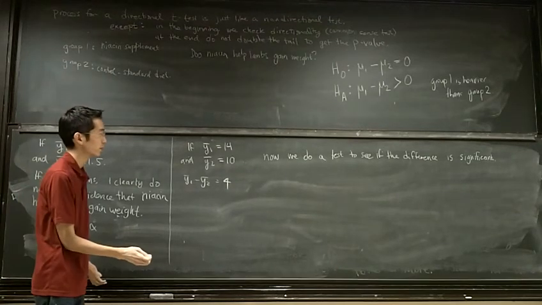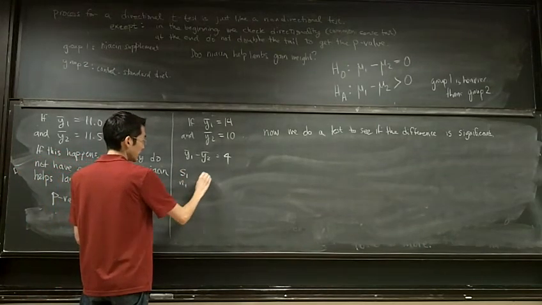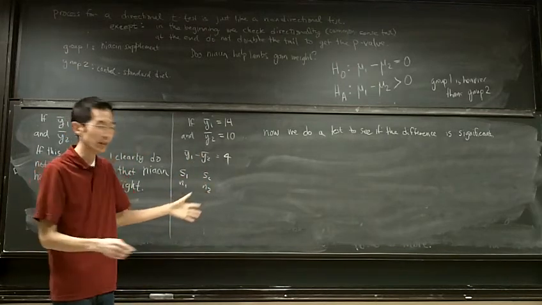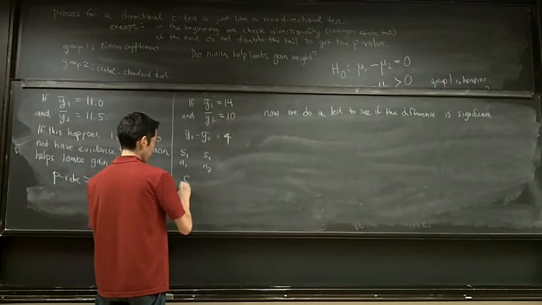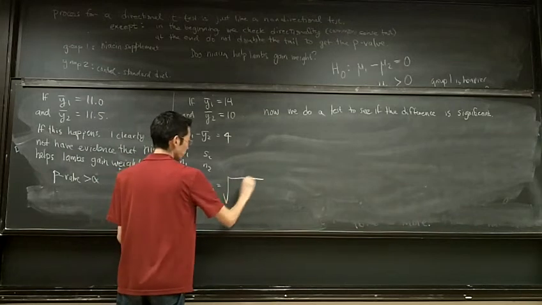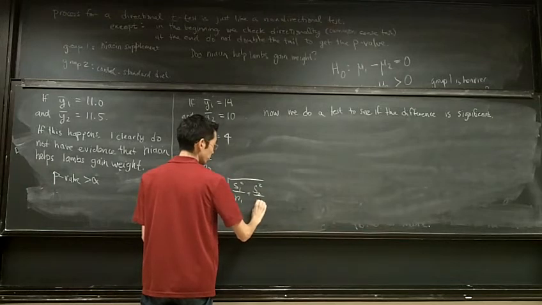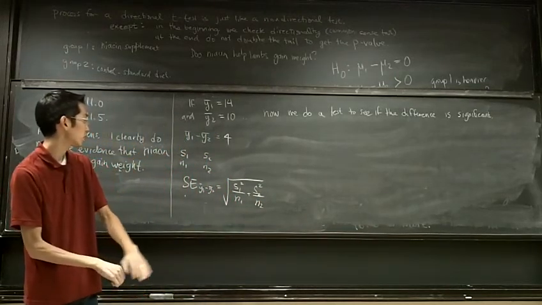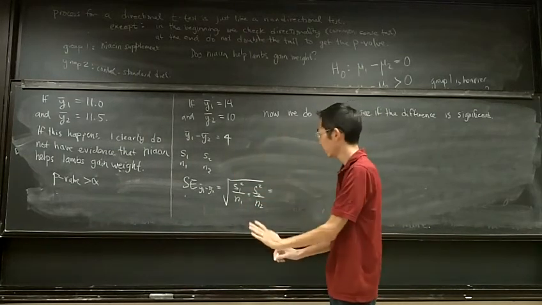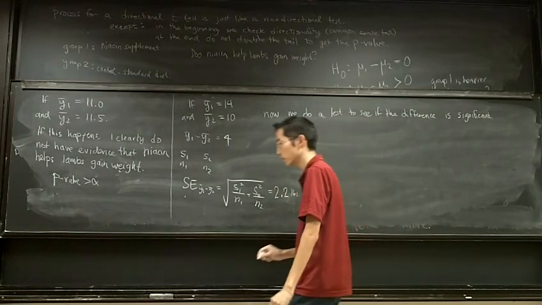and we want to know, is this significant? Okay? So, you have some S1, an N1, and an S2, and an N2, and you plug all of those things in to find your standard error, right? You get your standard error of y1 bar minus y2 bar, this is the square root of s1 squared over n1 plus s2 squared over n2. Okay, you plug all of these things in, and let's just skip through all of this, and let's say we get our standard error is 2.2 pounds.